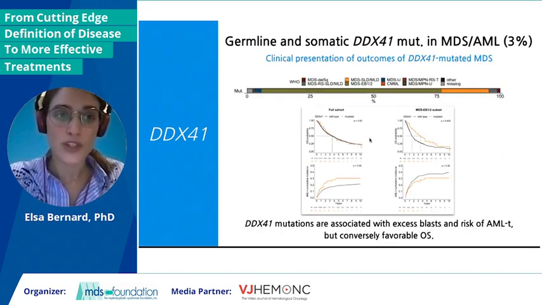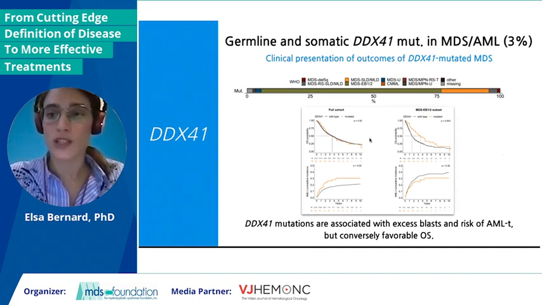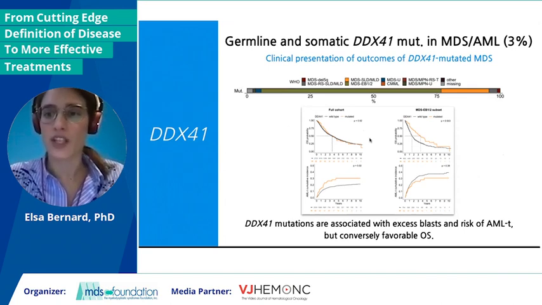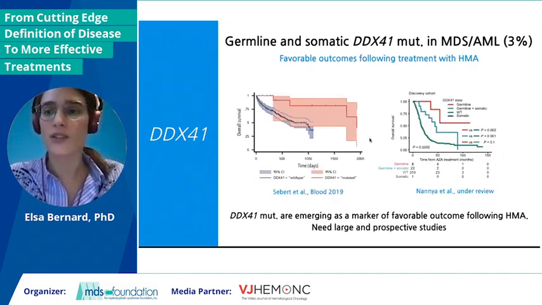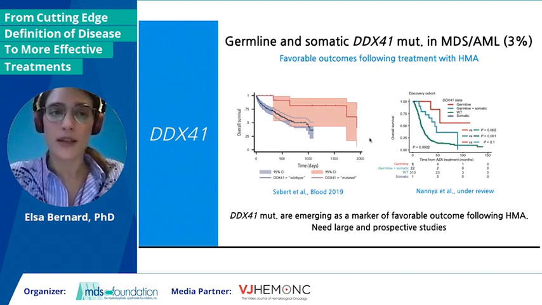We observe that DDX41 mutations are strongly enriched for excess blasts and risk of AML transformation, but conversely and intriguingly, a favorable overall survival, in particular in the subset with excess blasts. And those intriguing associations might be explained by the favorable outcomes of the DDX41 mutated patients following treatment with hypomethylating agents, HMA. This favorable survival has been shown in a study by Sébert et al.